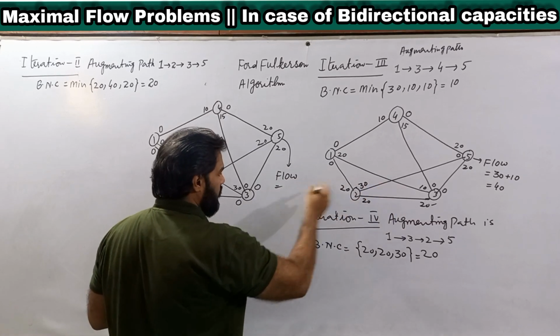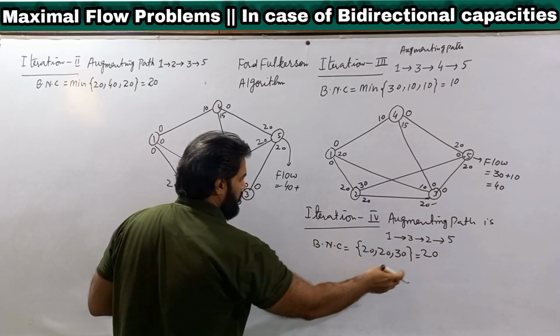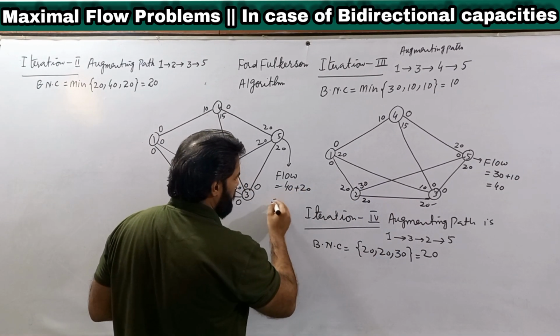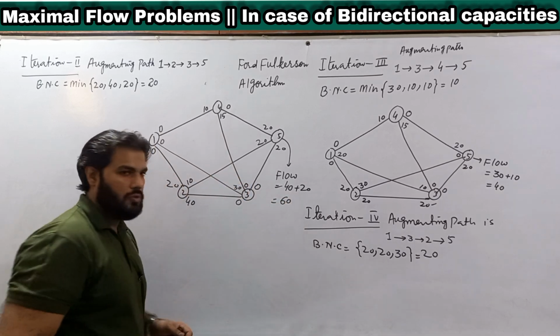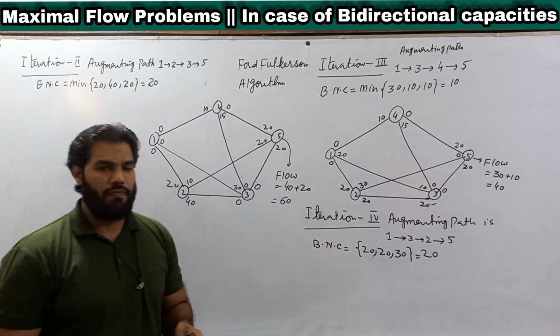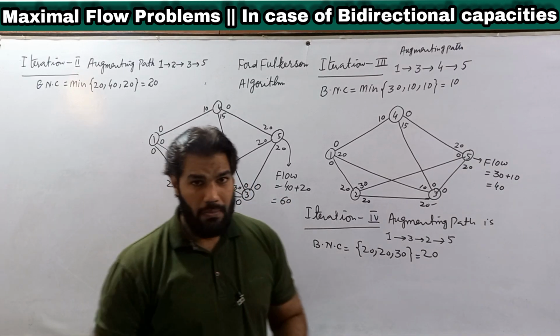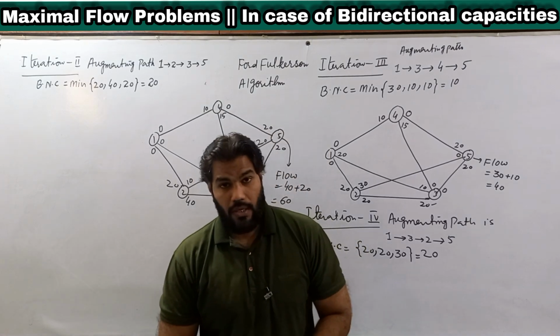in the last figure the flow was 40 units, and now the flow is 40 plus 20, which is equal to 60. So this network model has 60 units of flow by using the Ford-Fulkerson algorithm.